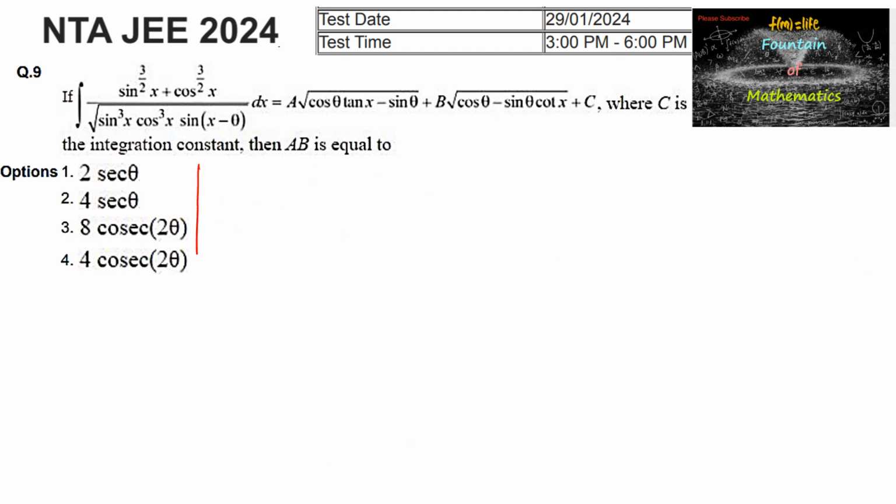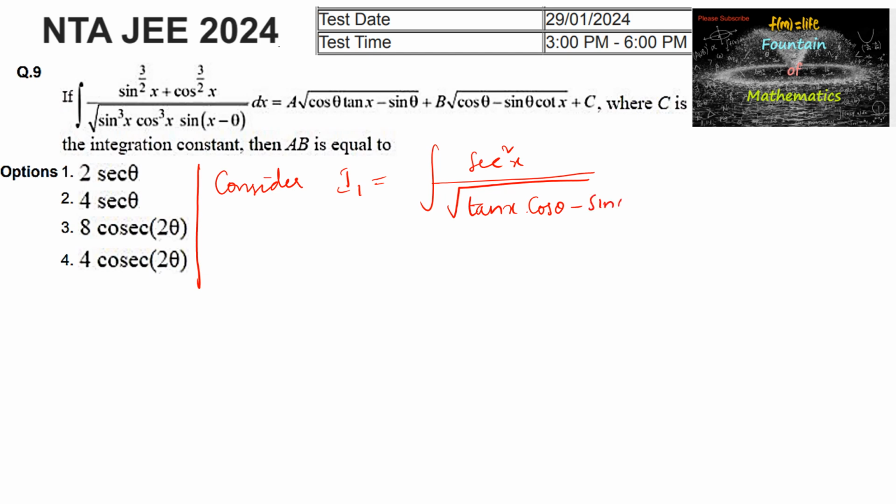Consider I1 is equal to integral secant square x upon under root of tan x into cos theta minus sin theta dx.